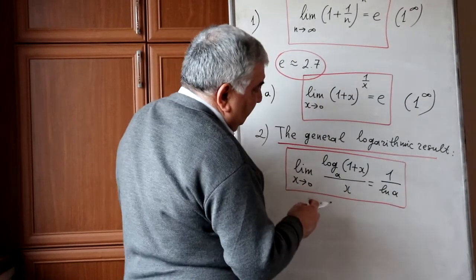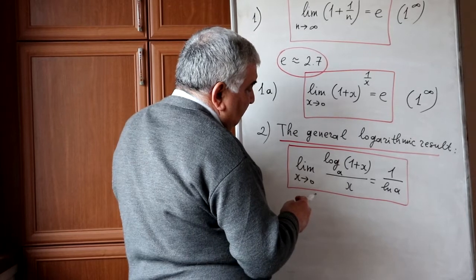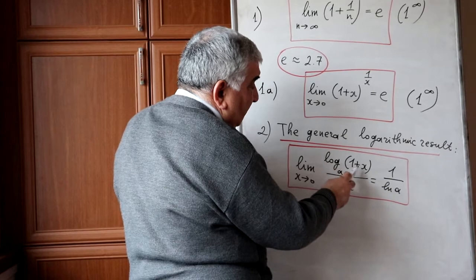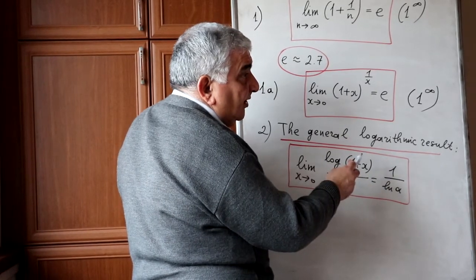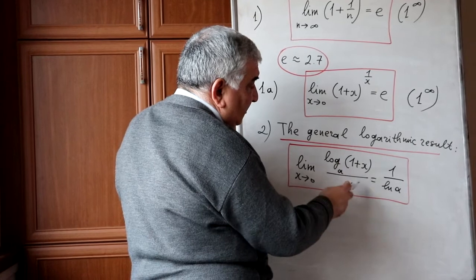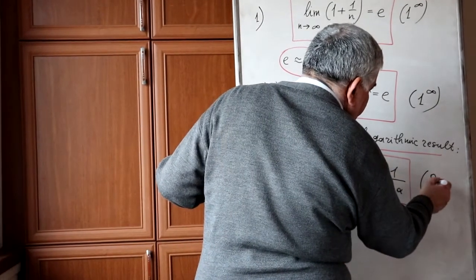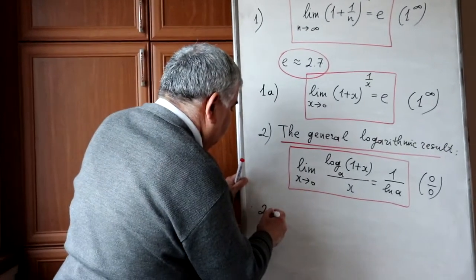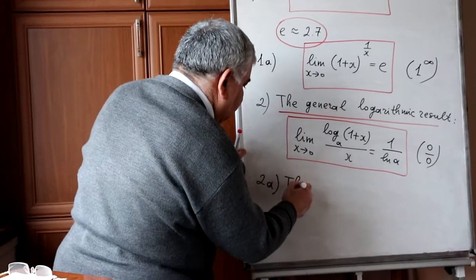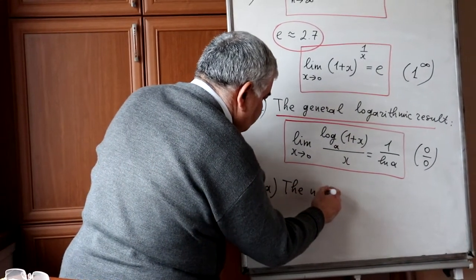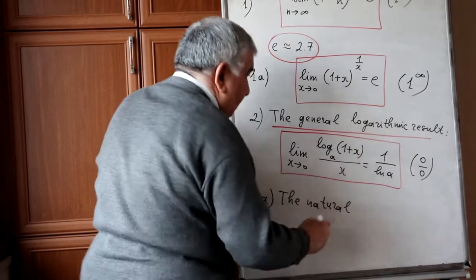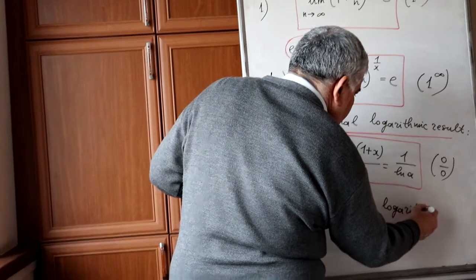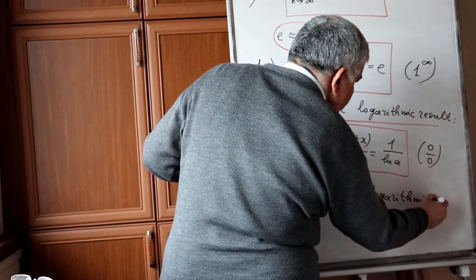Here we have the indeterminate form of type 0 over 0. Because if we substitute 0 instead of x, here we have 1, and any logarithm of 1 is 0. 0 divided by 0 is an indeterminate form. Then we can write the natural logarithmic result.